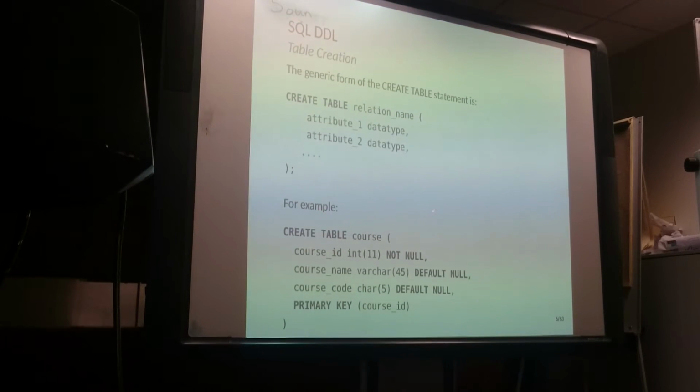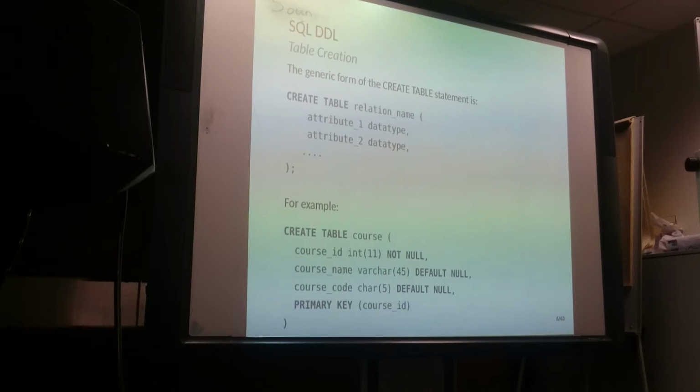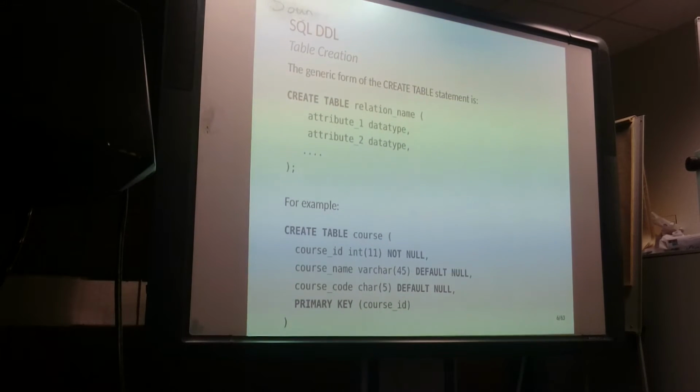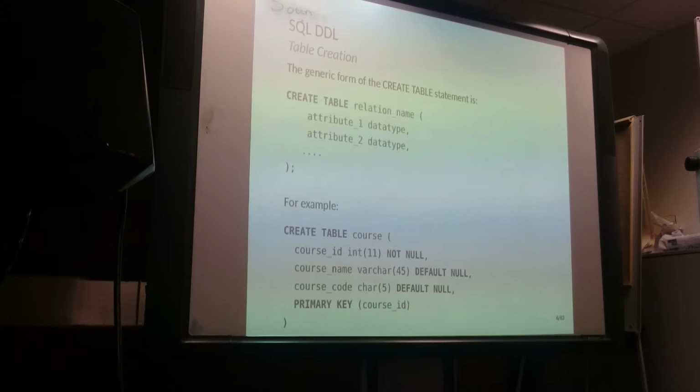So I've given an example here: create table course, ID int 11, not null. Course name varchar 45, default null. So what does the default mean? Well, you can add a default constraint to an attribute saying this is going to be its default value if one is not provided. Course code char 5 defaults to null. And then we have a primary key of course ID. So that's a basic create table example.